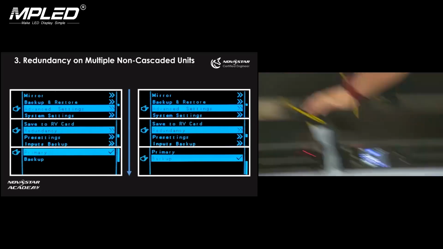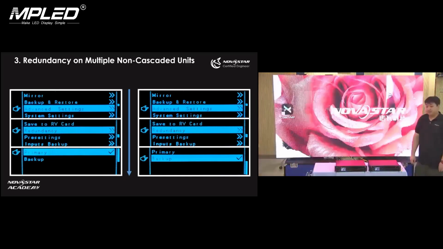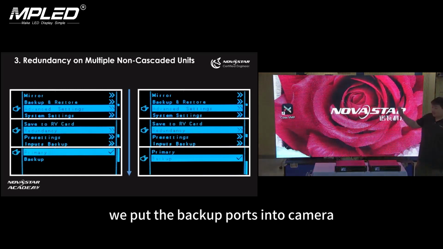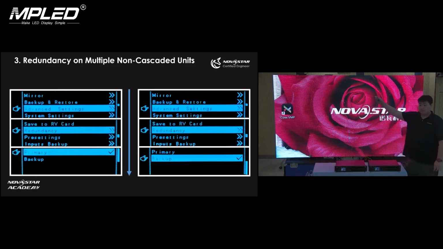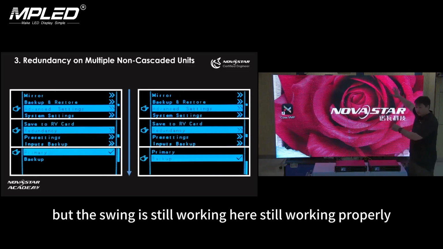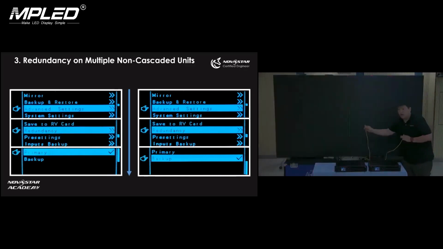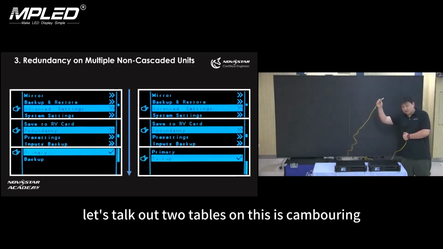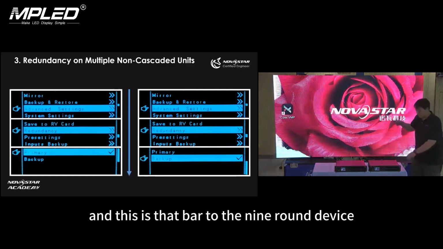Okay, now we put the primary ports into the primary device. And we put the backup ports into the backup device. And now let's say we unplug the primary. So that I plug it out. The cable is disconnected, but the string is still working here. It's still working properly, right? Okay, I will show you again. Now, I plug in 2 cables, and this is primary. And this is backup to the backup device.